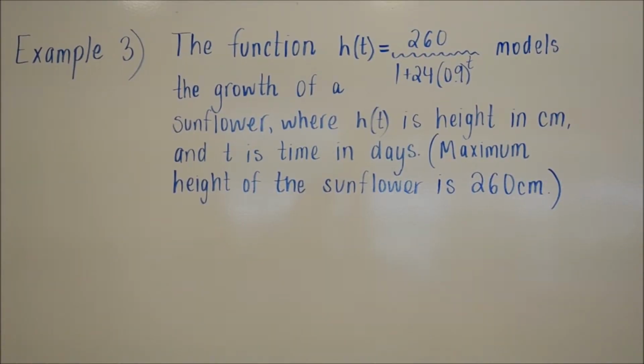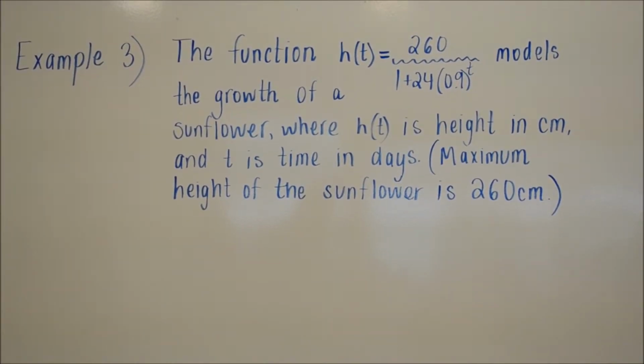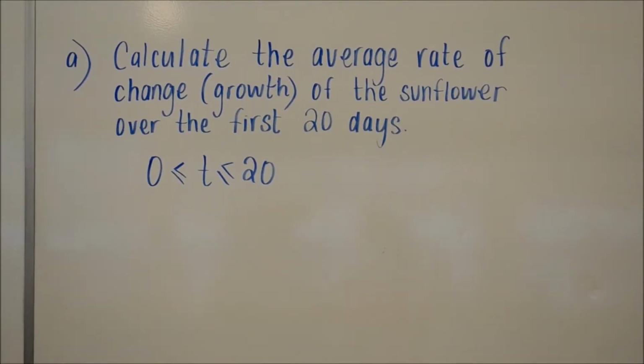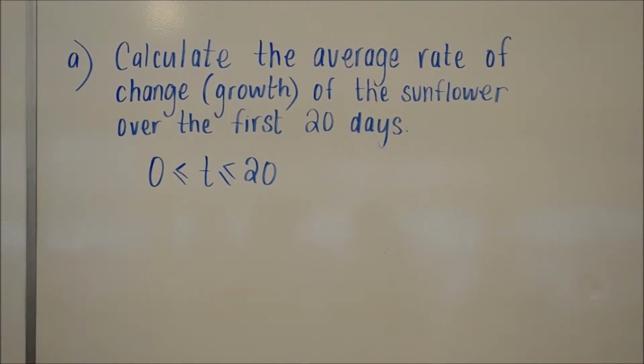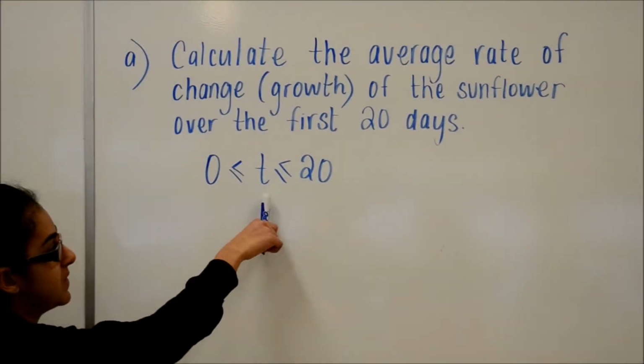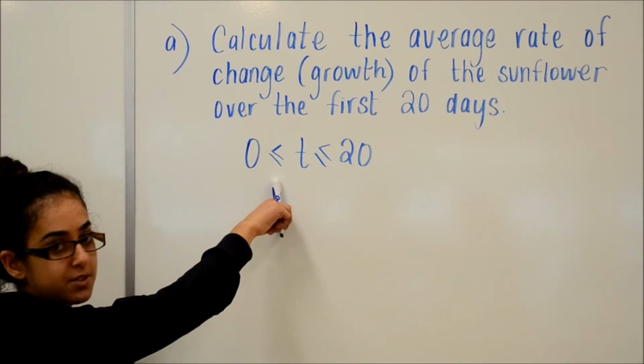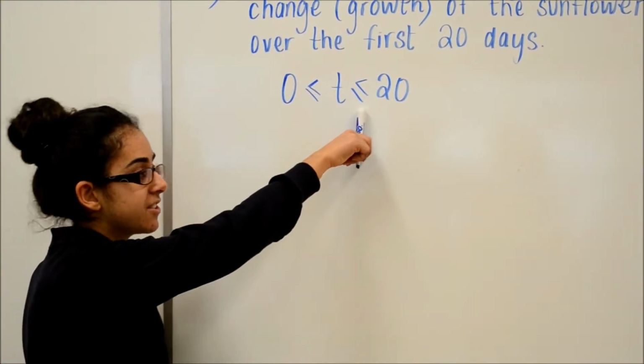The function h of t models the growth of a sunflower, where h of t is height in centimeters and t is time in days. The maximum height of the sunflower is 260 centimeters. Calculate the average rate of change, the growth of the sunflower over the first 20 days. So the interval we're going to be using is t is larger than or equal to 0, and t is less than or equal to 20.